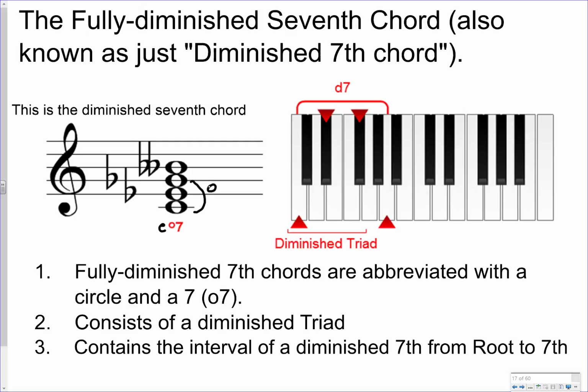In fully diminished seventh chords, it contains the interval of a diminished seventh from root to seventh. Fully diminished seventh chords are abbreviated with a circle and the number 7. Fully diminished seventh chords consist of a diminished triad, and they contain the interval of a diminished seventh from root to seventh, not a minor seventh.